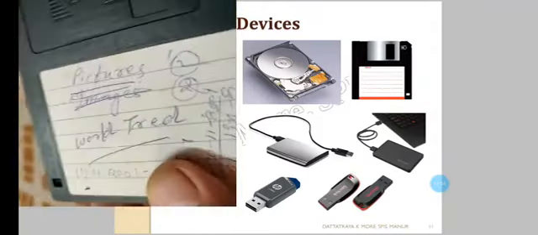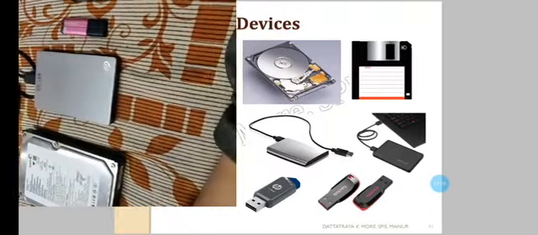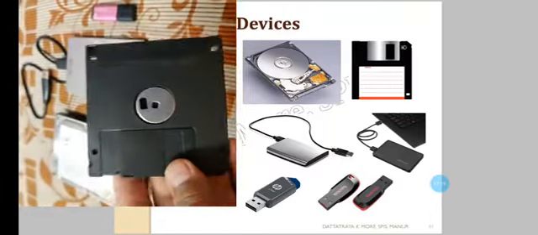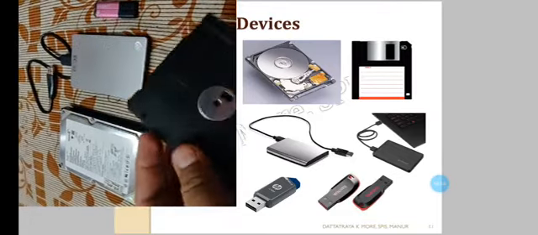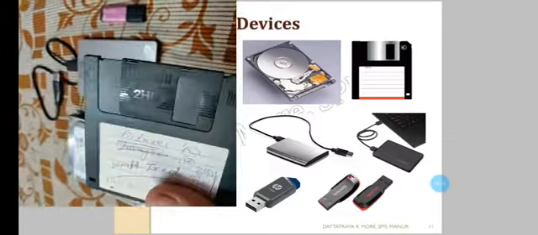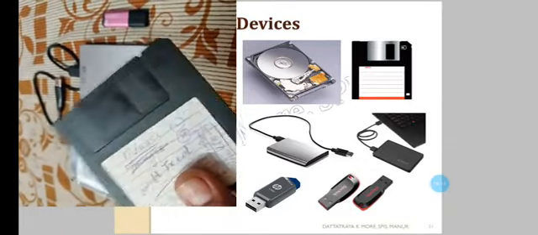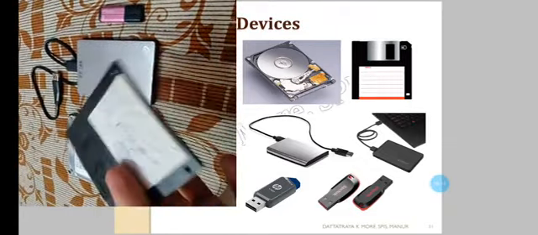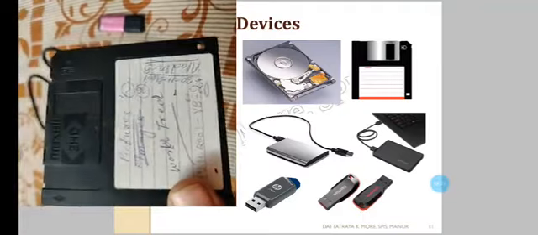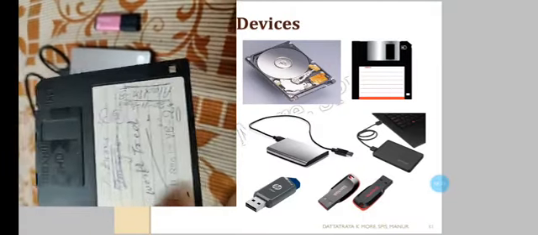This is called a hard disk. Sorry, this is called a floppy disk. This is the hard disk. This is a floppy disk. This was used previously. The memory capacity of this disk was only 2.44 MB. Are you getting me? 2.44 MB. This much size was there. Nowadays, not even a single song will fit in this disk.